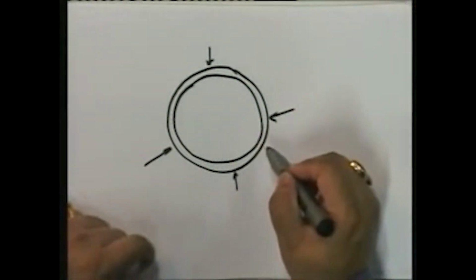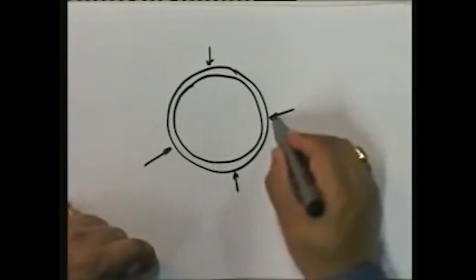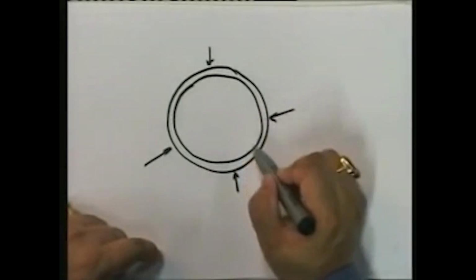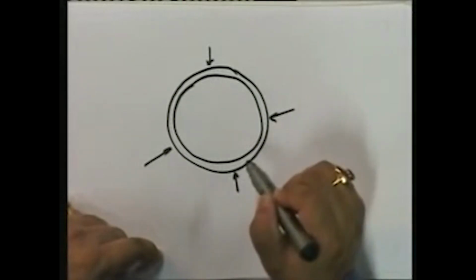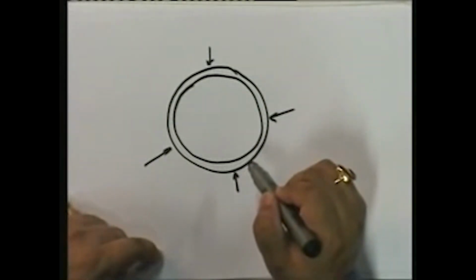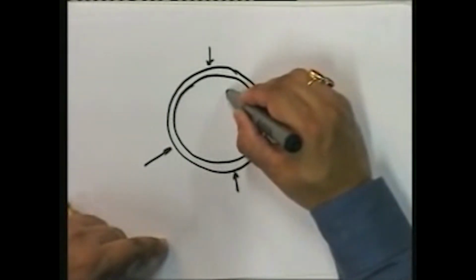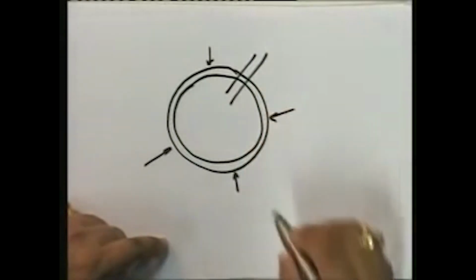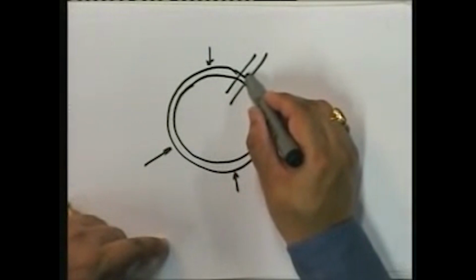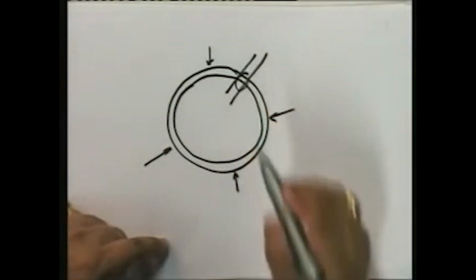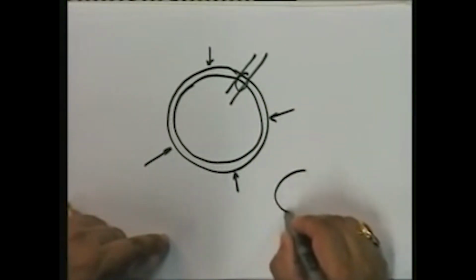Because this ring is a structure, it's subjected to loads, and it deforms. Because of the deformation, it is subjected to internal forces. What are the internal forces? Well, I can find out what the internal forces are by making a cut and seeing what happens in this zone.